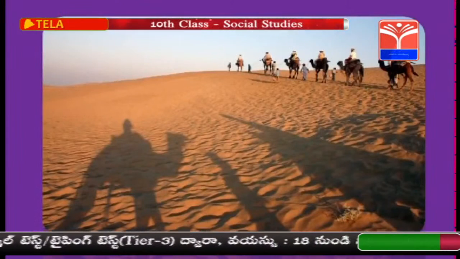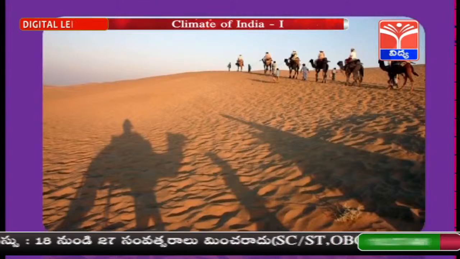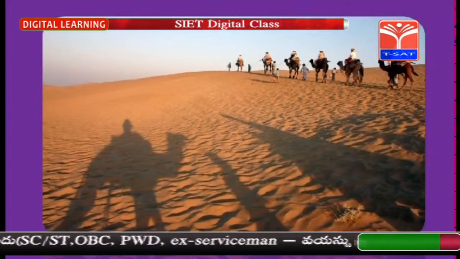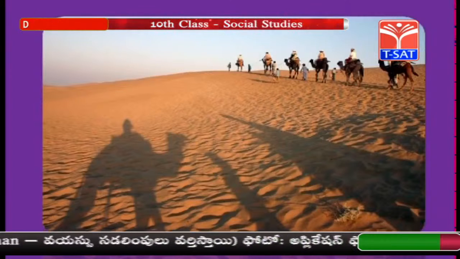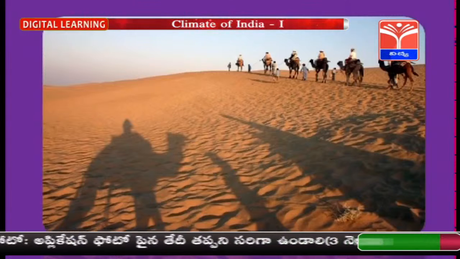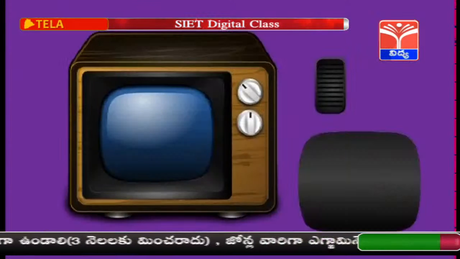Then look at this picture. Can you identify this? Yes, good. This is Rajasthan. So, how is the climate here? It is very hot. So, whenever during winter season, generally people like to visit hot areas like deserts. Is it clear, children? Okay.